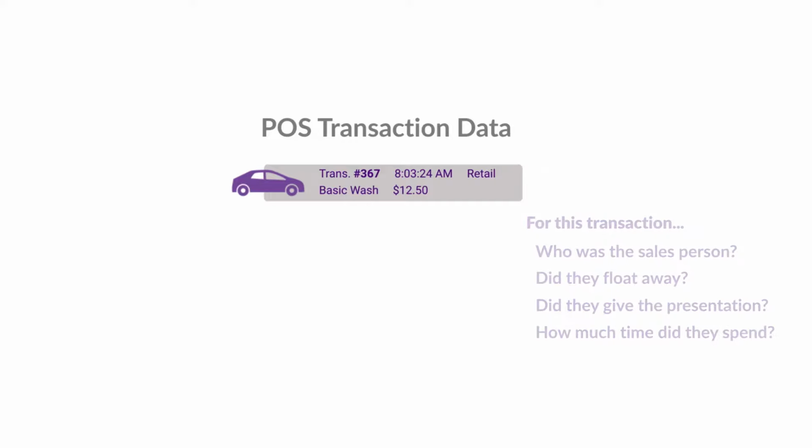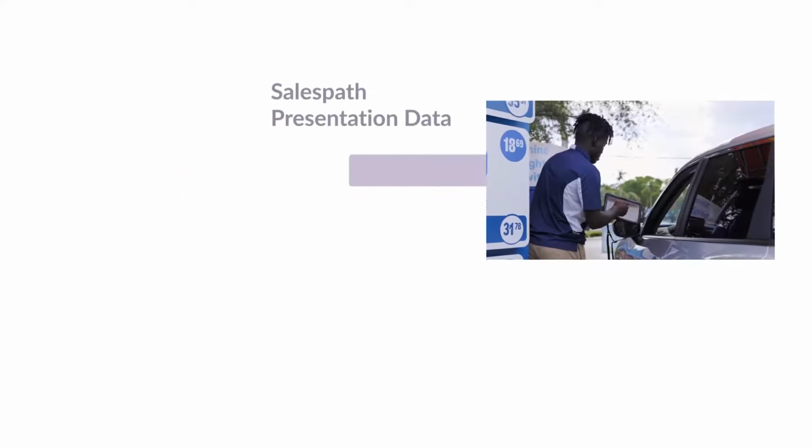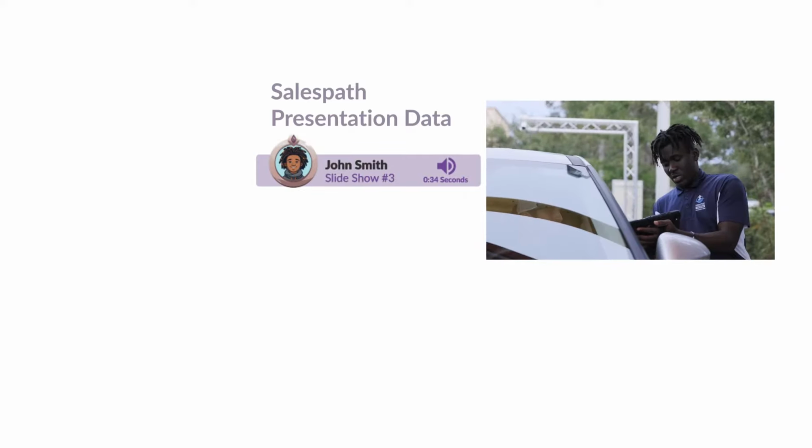What Salespath does is it begins with presentation data. As we give presentations, the employee is starting and stopping. We are saving the start of that presentation, the end of it, therefore the duration, who was logged in, which slideshow they used, and we have the audio file.